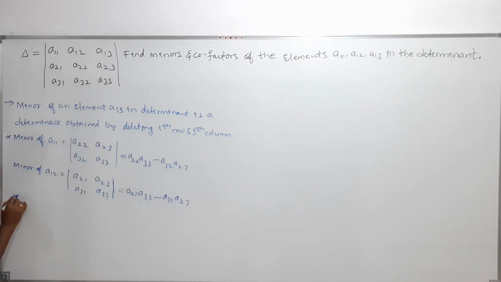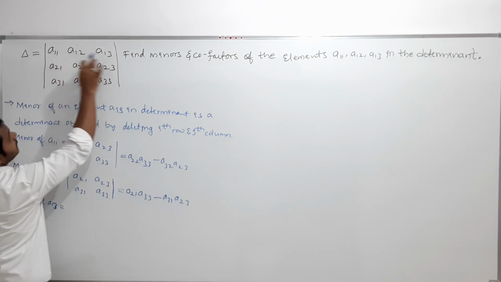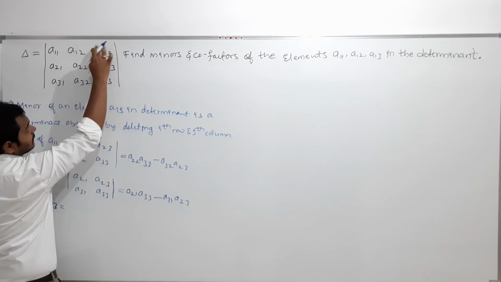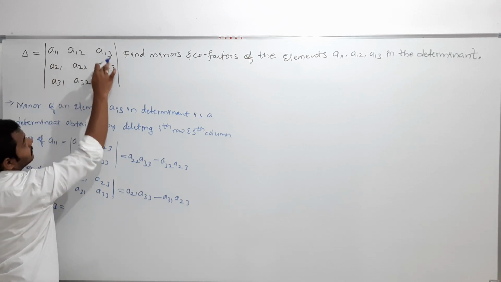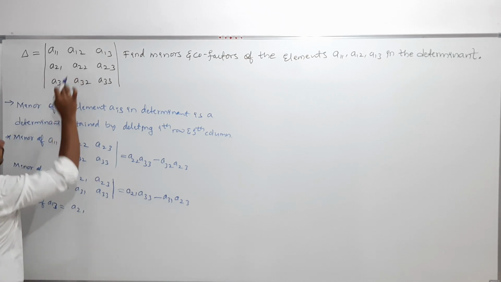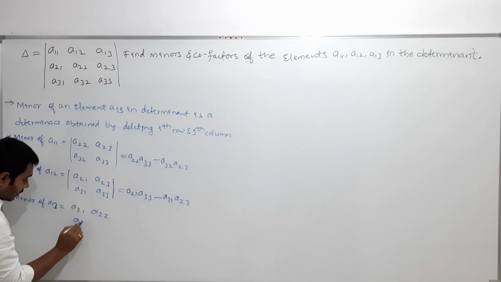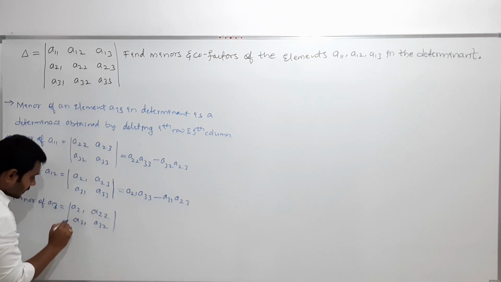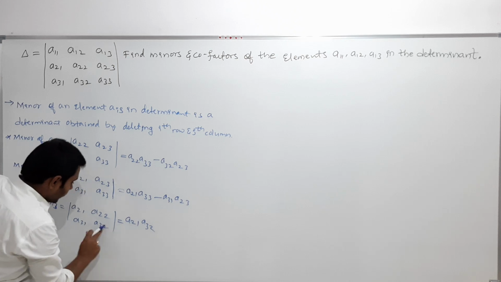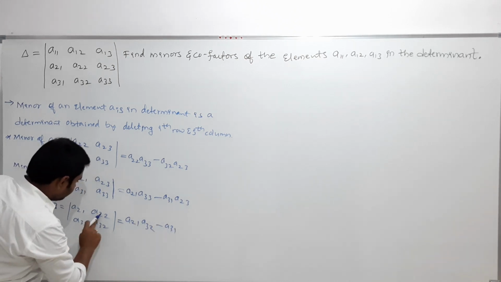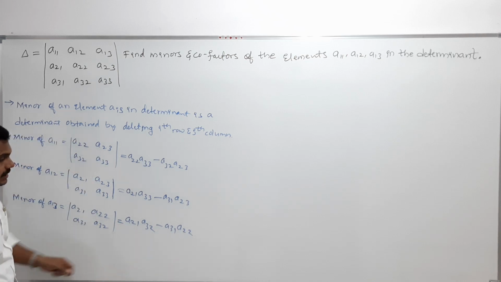Next I will find the minor of A13. For A13 it means first row and third column. If you want to find the minor of this element, first delete this row and this column. So the remaining elements are A21, A22, A31, A32. Then we should consider the determinant of this. So the determinant of this is equal to A21 into A32 minus A31 into A22, this element into this element minus the other.